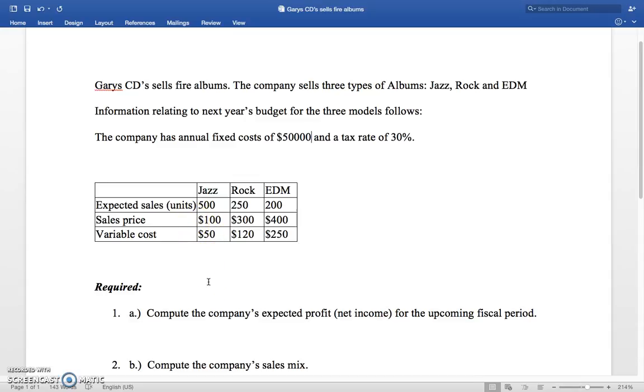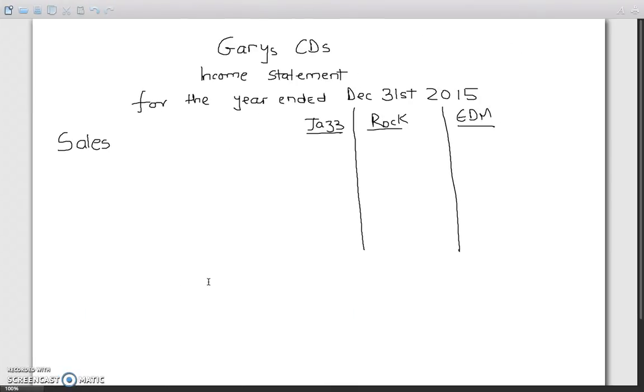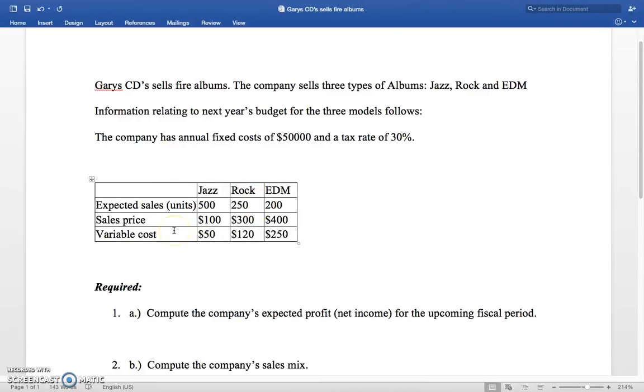So the first part is simply asking you to compute the company's expected profit. In other words, it's asking you to draw up an income statement. Over here, I have a format for the income statement. You have the name, the income statement, and for the year ended, we're just going to assume it's December 31st, 2015. Remember guys, format is key in any accounting course. This is the general format that you would draw up for any income statement. All right, so now we're going to get started with the sales bit.